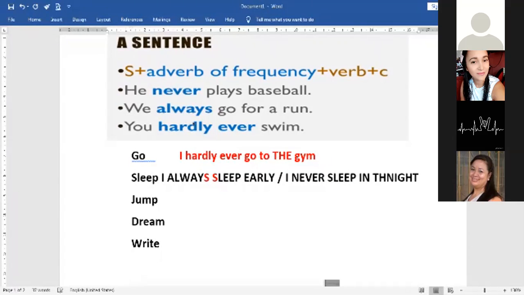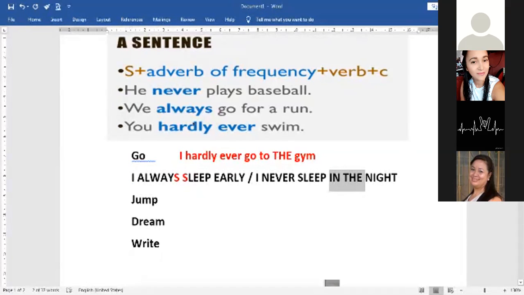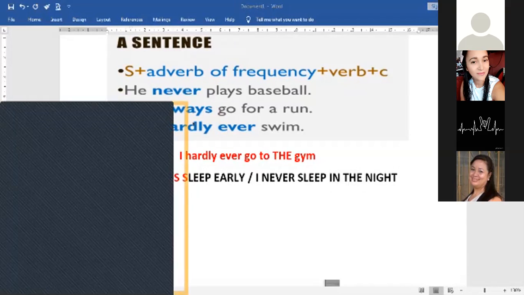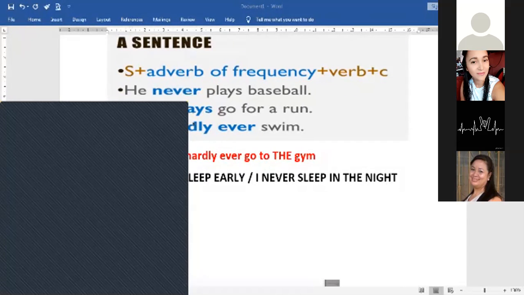Okay, ajá, in the night. Pero ¿qué será lo que está mal? In the night. I never sleep in the night. At night. Very good. Okay. Ya sabemos. Yes. Very good.